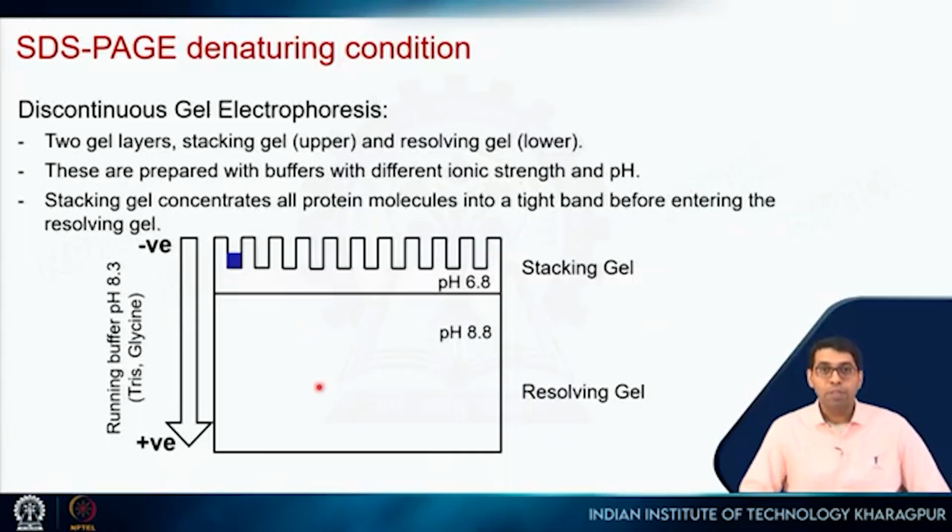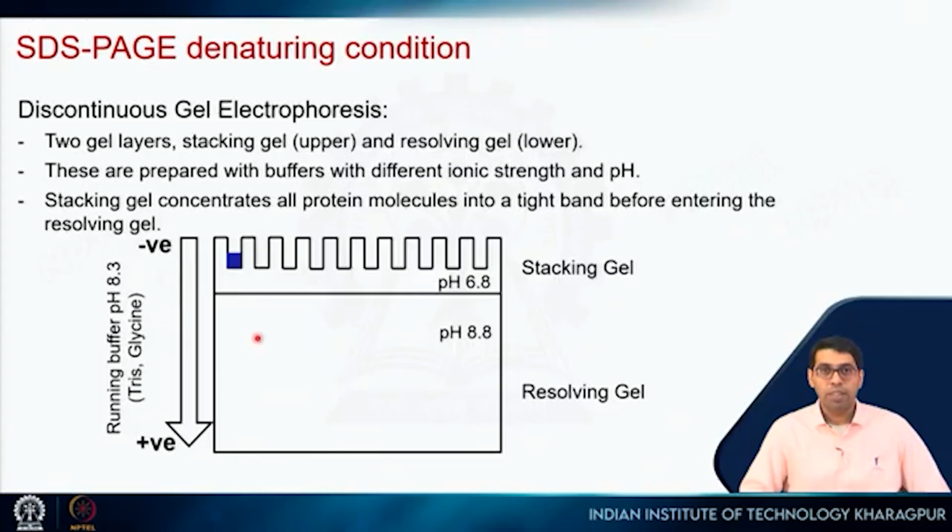It turns out that we use three different buffers: one to make the resolving gel, which is at pH 8.8, one to make the stacking gel, which is at pH 6.8, and the third one, which is the running buffer. This will be the buffer that runs through this. That is the mobile phase, and it is at a pH of 8.3, made up of Tris and glycine, right. These are prepared with buffers of different ionic strength and pH as shown here. The stacking gel concentrates all protein molecules into a tight band before entering the resolving gel, right.